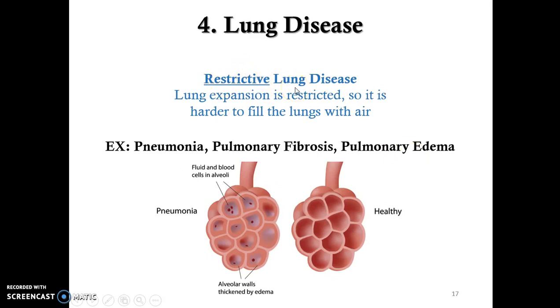With restrictive, remember, we can't inhale as well. And this has all to do with the alveoli, usually. So we have alveolar walls thickened, and there's inflammation in the alveoli. And this includes fluid and the blood cells coming to the scene of inflammation. We have less space in our alveoli, so it's harder for the lungs to fill with air in the first place. Lung expansion is restricted. And this typically occurs in people with pneumonia, pulmonary fibrosis, and pulmonary edema, among other types of lung disease.